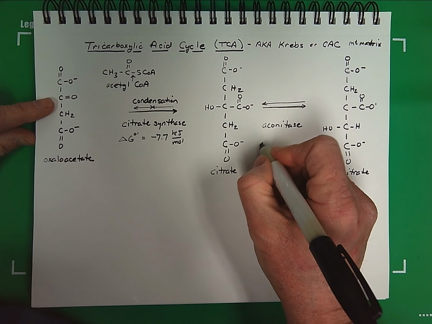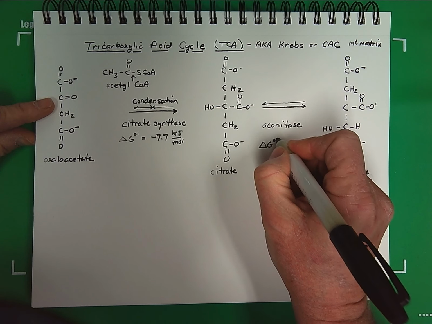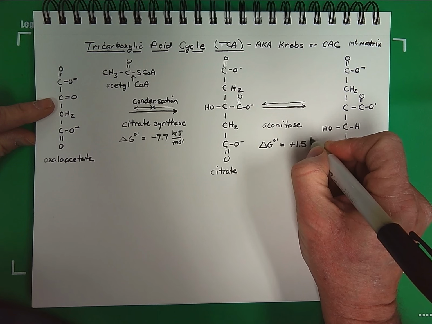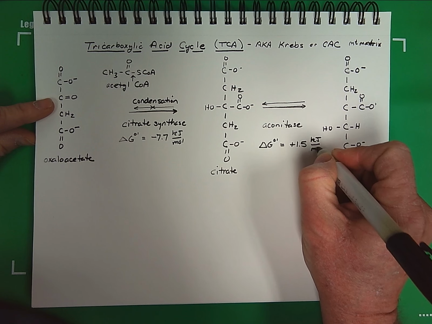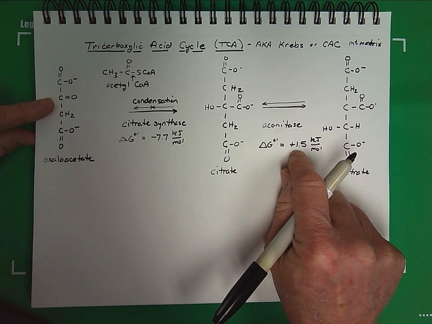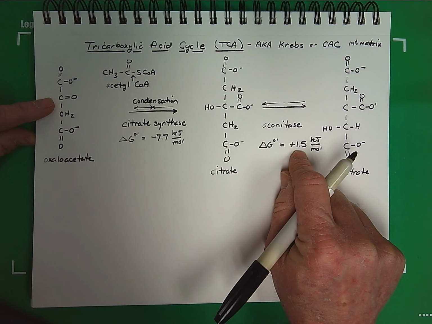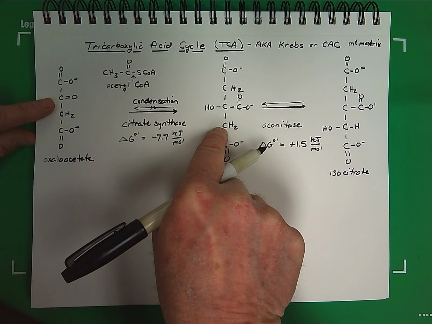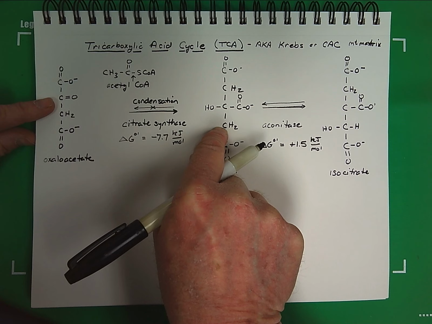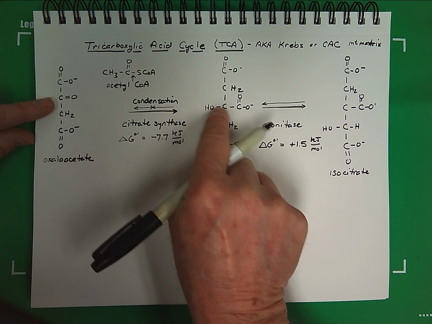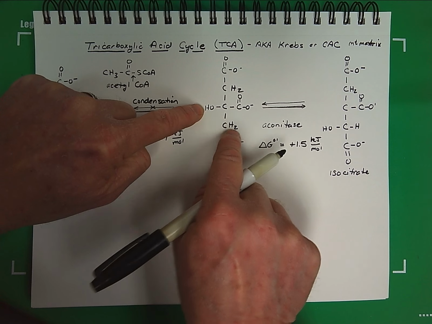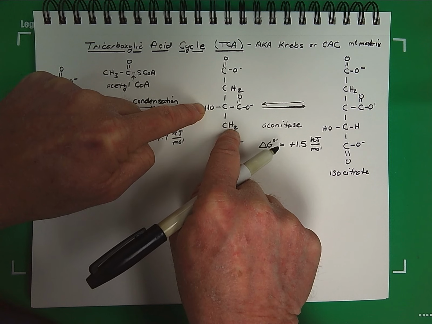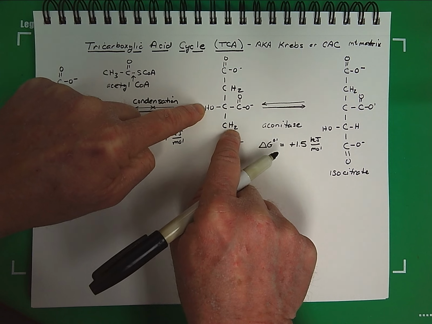Being readily reversible, we are going to have a delta G 0' that is pretty close to 0. In this case, it's positive 1.5. So what we are simply doing is moving this hydroxyl group down to this carbon. We are moving the hydrogen up here. So you can imagine that if we're moving an OH and an H, this is going to be involving a dehydration and rehydration reaction in order to move these functional groups.